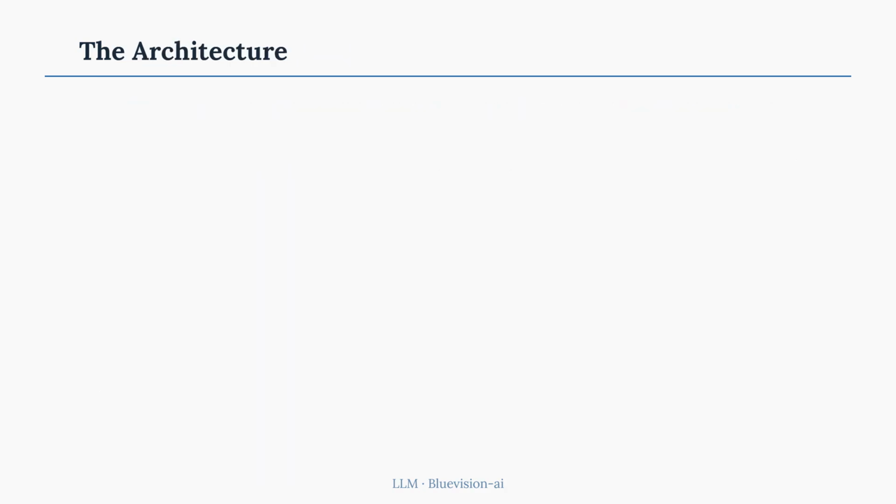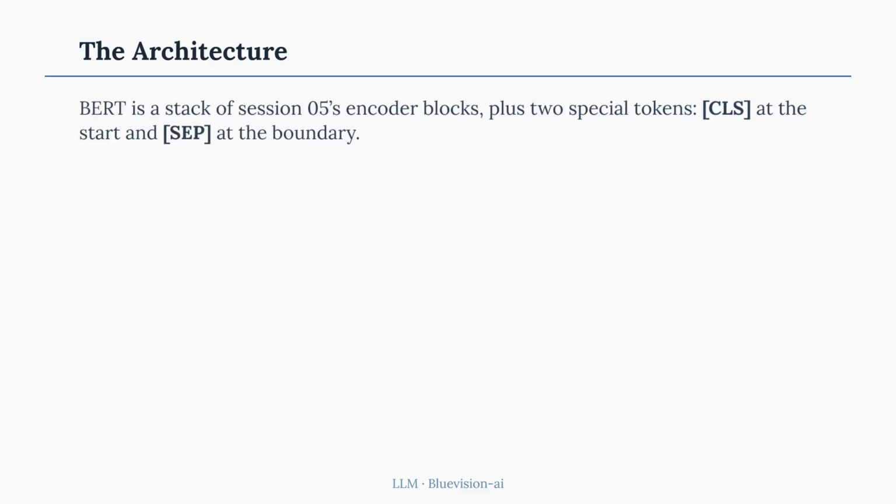Let's look at the architecture itself. It's almost unchanged from what we built last session. A stack of transformer encoder blocks: multi-head attention, feed-forward sublayer, residual connections, layer norm.